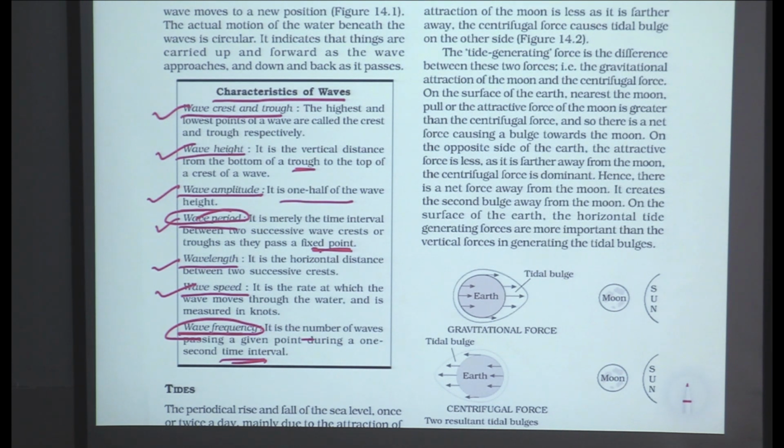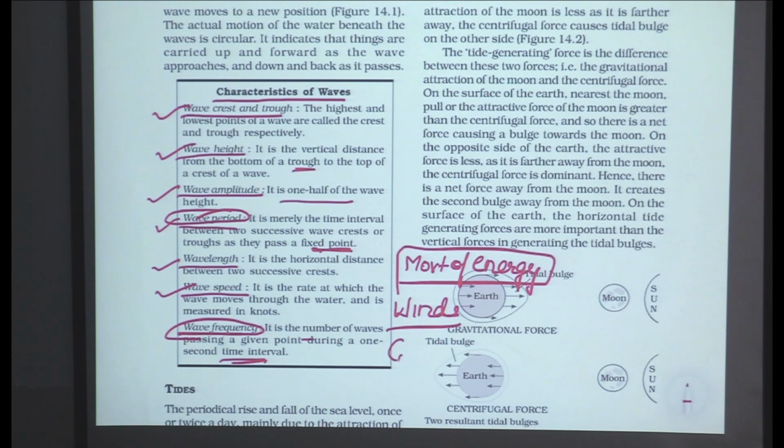Quickly revising, what are sea waves? Sea waves actually are the movement of energy, which is carried on largely by winds in combination with gravity. We classify sea waves into two prominent types, constructive and destructive.